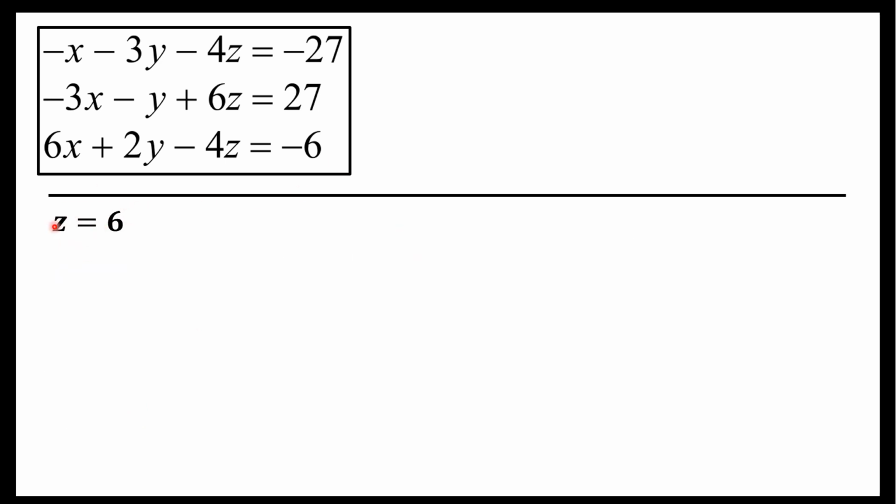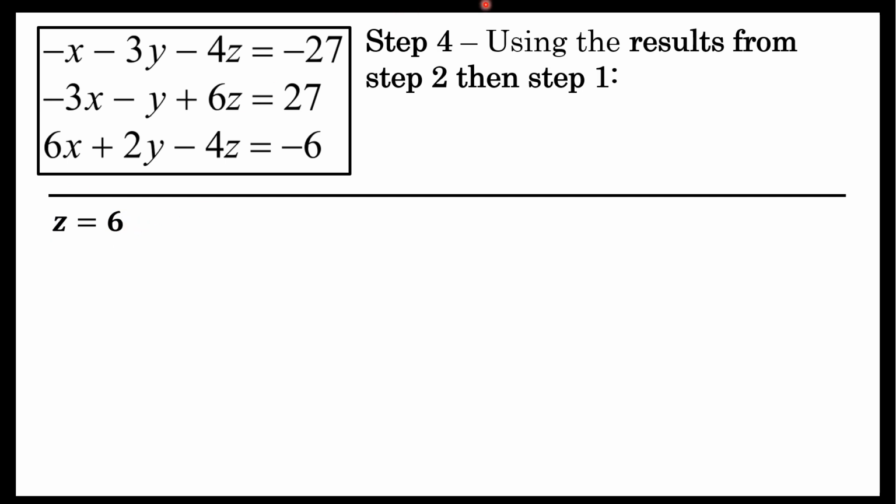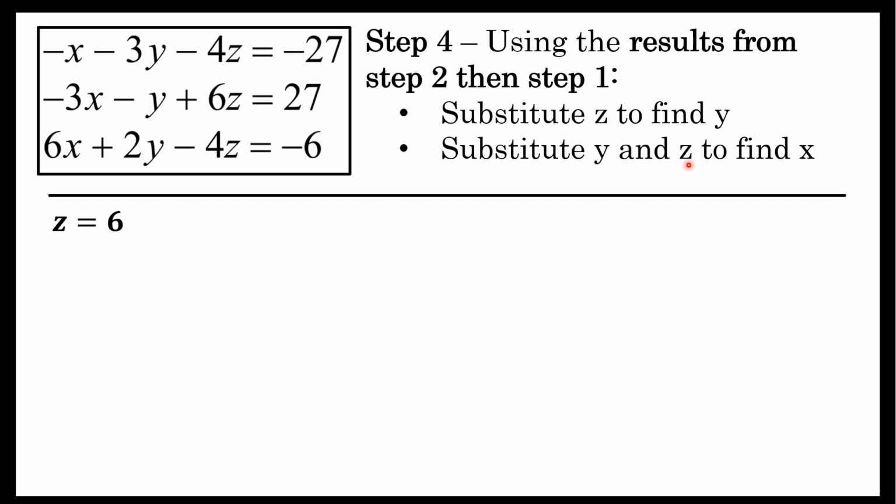We've now found that z is equal to 6, and we can move on to step 4, which I think is the easiest step. In this step, we're going to use the results from step 2 and then step 1, and we're going to do some substitutions of z equals 6. First, we'll use the result from step 2. We'll substitute z into that result, and that will give us a value for y. So at that point, we'll know that z is equal to 6 and y is equal to some other number. And once we know those two things, we'll substitute those two values into the result from step 1 and easily find x and have the solution to the system.